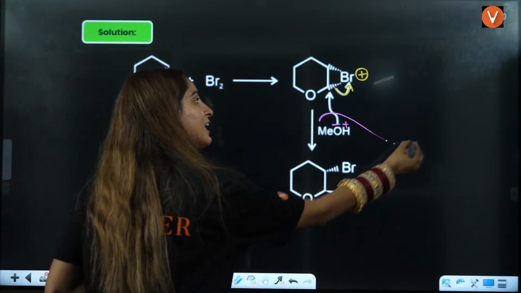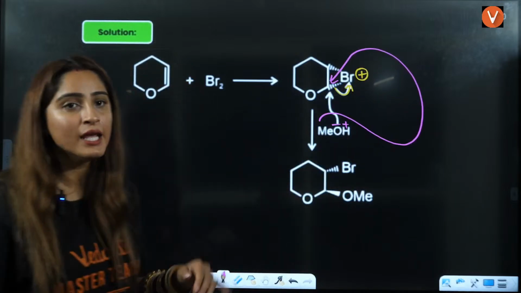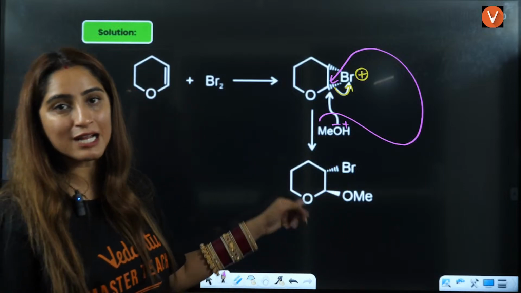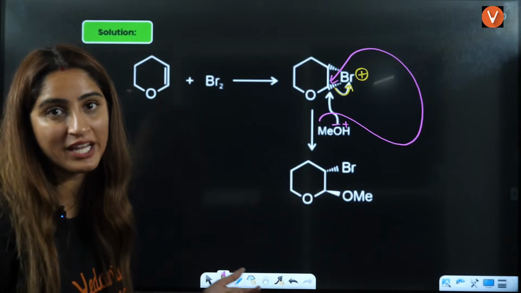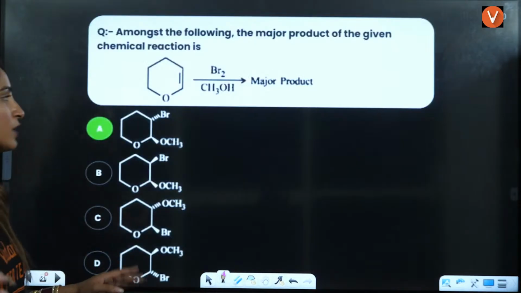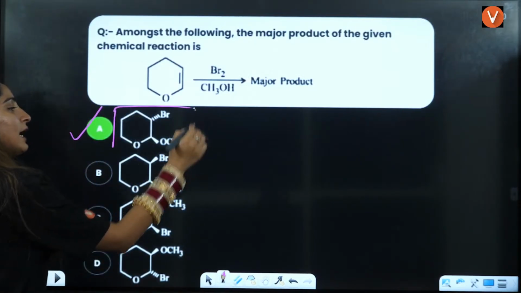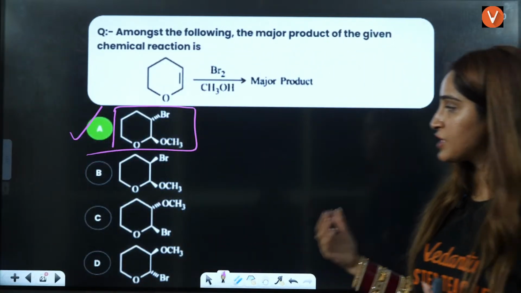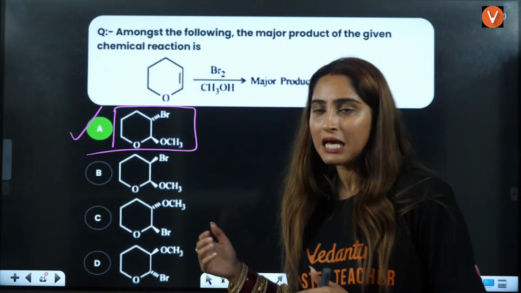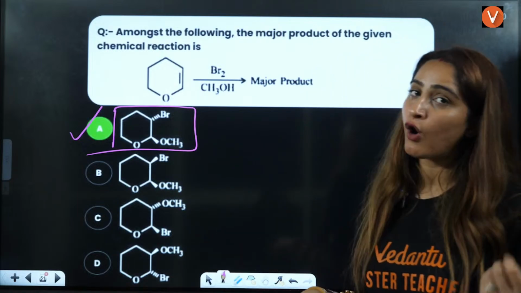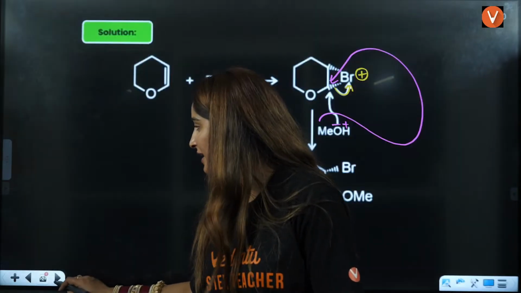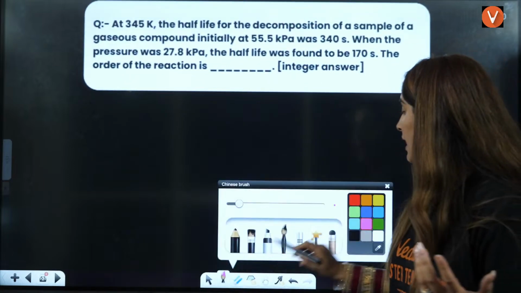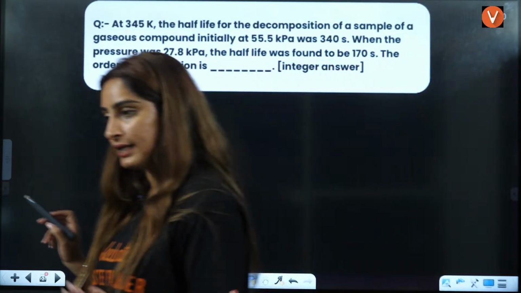When there is anti-attack, if this is the dash, this will be the solid wedge. So both directions are opposite to each other. This is anti-attack. The second one is the anti-attack. So that is why E is going to be the correct answer here. Here you have to tell which will attack first, on which position, and whether that will be anti-attack or syn attack. Always when you have cyclic halonium ion formation, there will be anti-attack only.